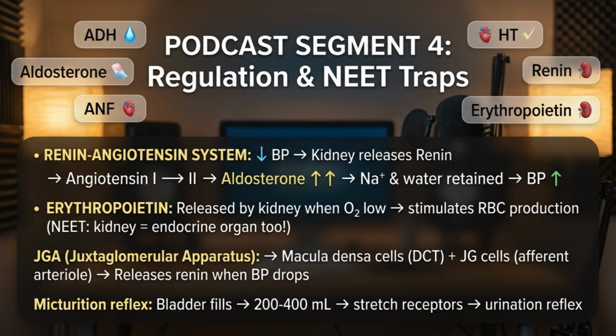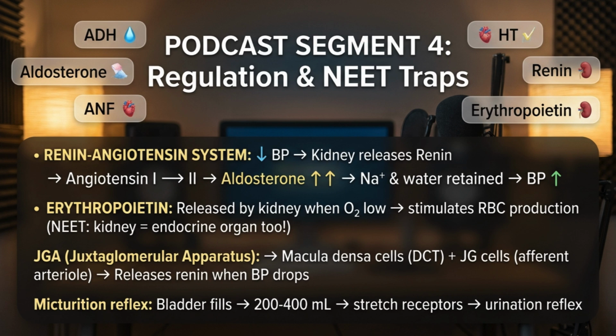Another one, erythropoietin. When oxygen levels are low, the kidney releases this hormone. It stimulates bone marrow to produce more red blood cells. This is why the kidney is considered an endocrine organ, too. Then there's the JGA itself. It has macula densa cells in the DCT wall and juxtaglomerular cells in the afferent arteriole wall. They sense pressure and filtrate composition and adjust accordingly.